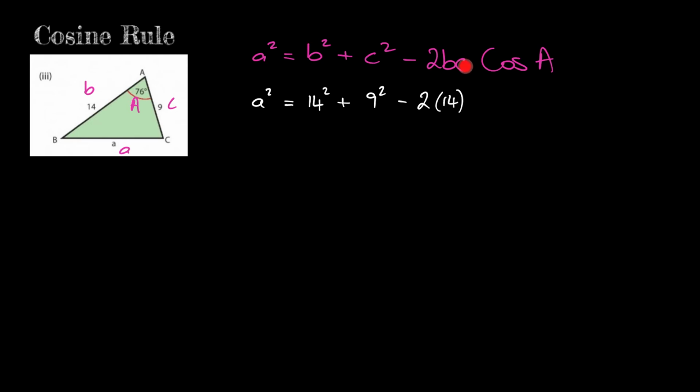I'm going to put in C next, which is 9. And I'm multiplying that by the cos of the angle A. And the angle A, I can see there, is 76.